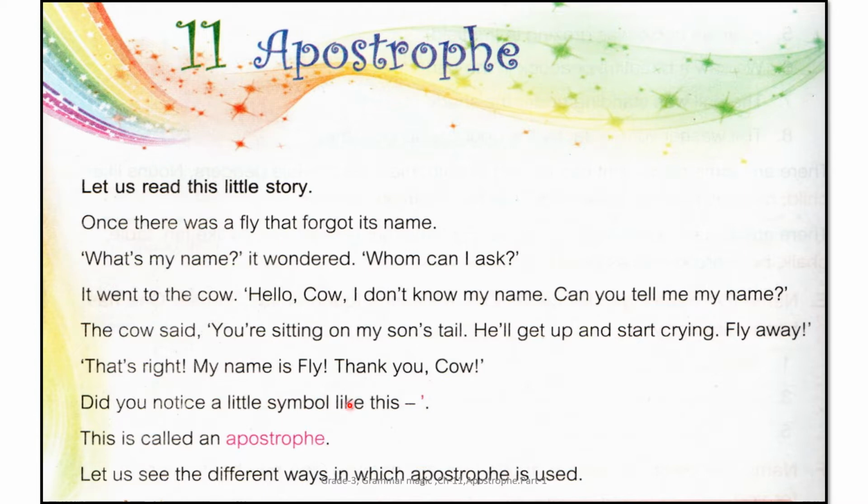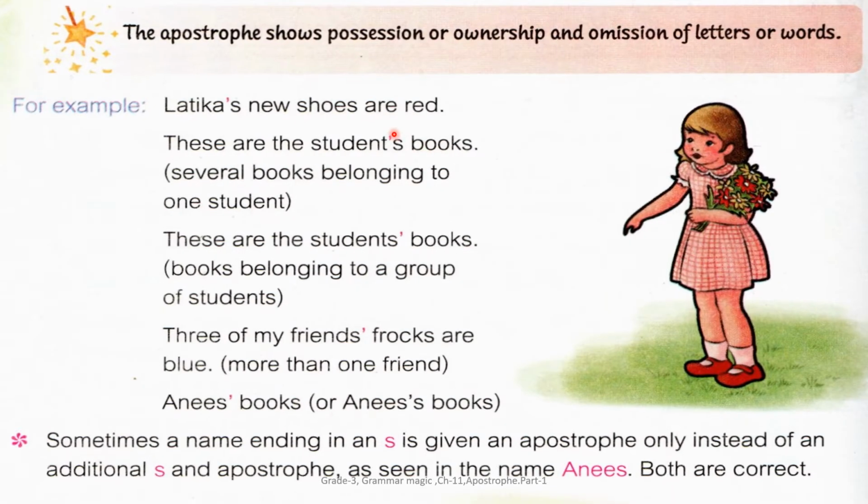You notice a little symbol like this? This is called an apostrophe. Let us see the different ways in which apostrophe is used. The apostrophe shows possession or ownership and omission of letters or words. So children, as I said earlier, we use apostrophe to show possession or ownership, when the things or persons belong to someone.